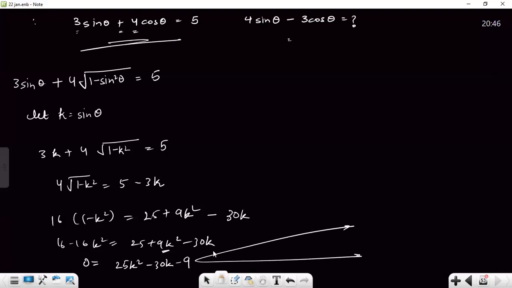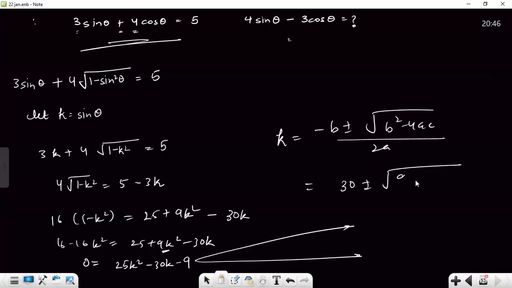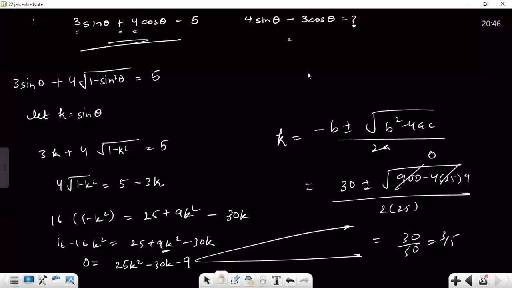Okay. So let's now think for the roots. Let's use the Sridharacharya formula, which is minus b plus minus square root of b square minus 4ac divided by 2a. What is b here? Minus of minus 30, plus, 900 minus 4 into ac, which is 25 into 9. 4 into 25 is 100. 100 into 9 is 900. 900 minus 900 is 0, divided by 2a. 2a is 25 into 2, that is 50. So 30 by 50, which is 3 by 5.